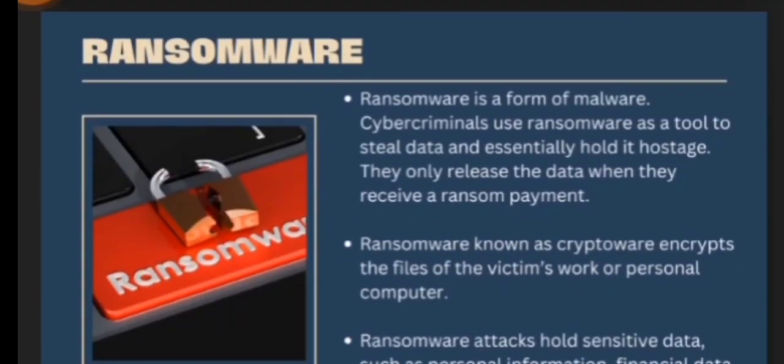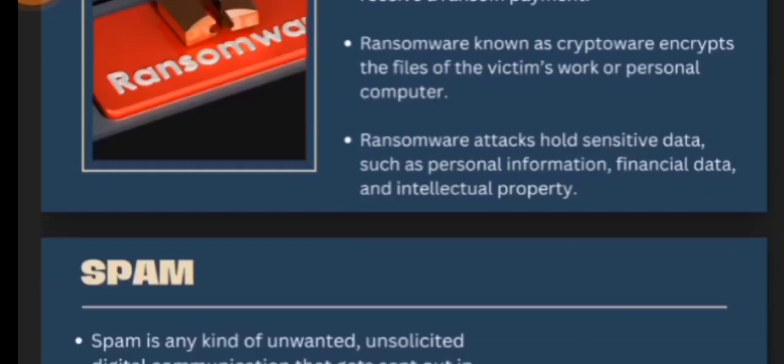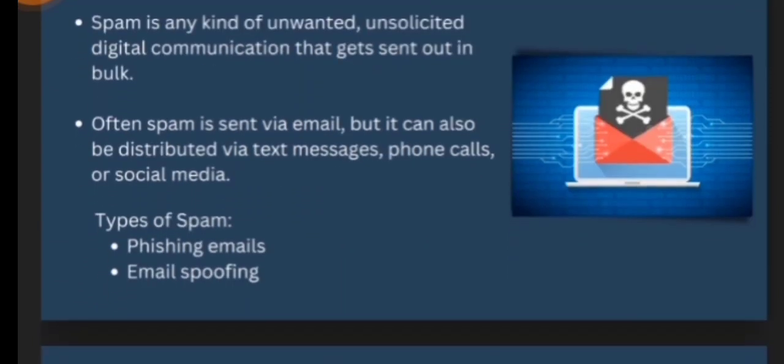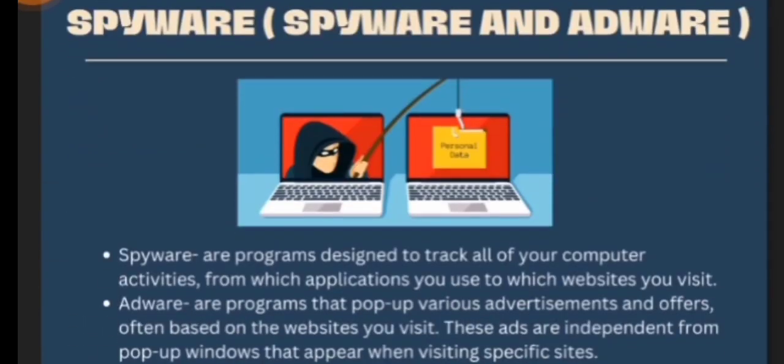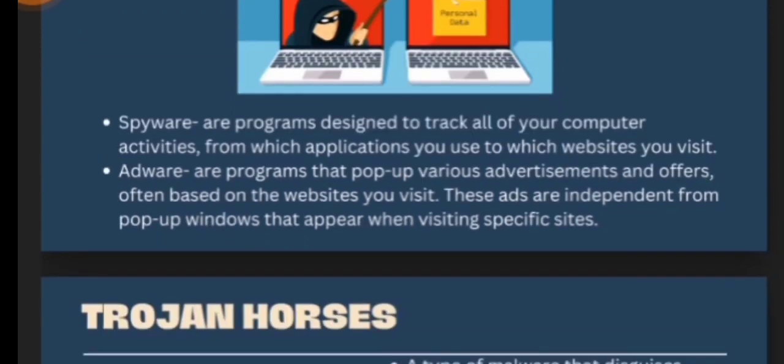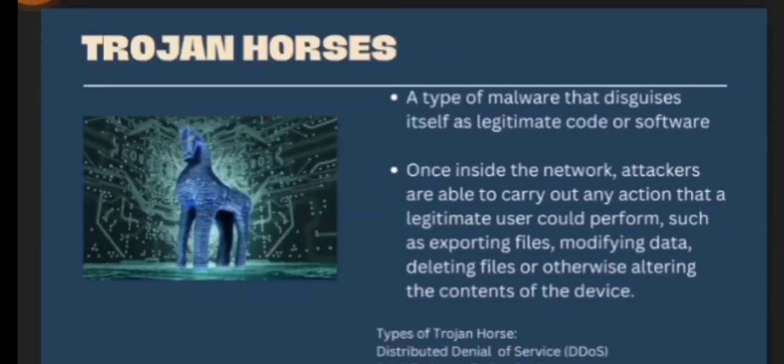Ransomware is a form of malware, known as cryptoware, that encrypts the files of the victim's work or personal computer. Spam is any kind of unwanted, unsolicited digital communication that gets sent out in bulk. Spyware are programs designed to track all your computer's activities, from which application you use to which website you visit. Adware are programs that pop up advertisements and offers, often based on the website you visit.